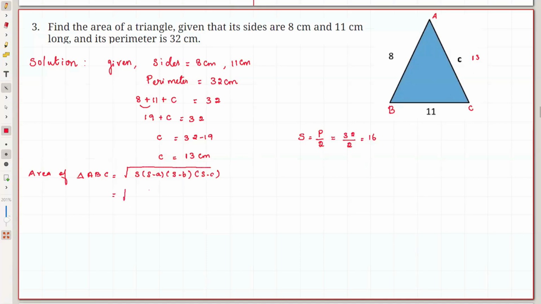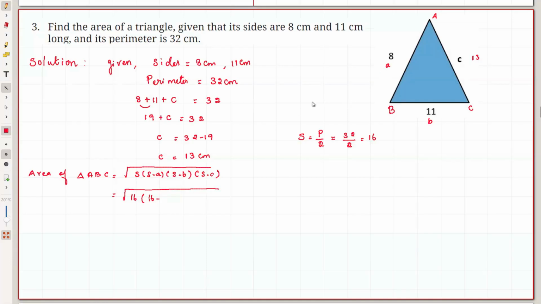Square root of S value, 16 into 16 minus A. So I'm just taking this as the A value. This is A, this is B, and this is C. A, B, C we can just interchange also. Anyway, we'll be getting the same answer.